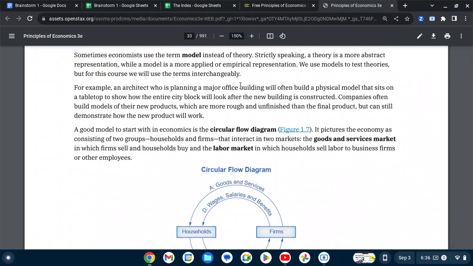For example, an architect who is planning a major office building will often build a physical model that sits on a tabletop to show how the entire city block will look after the new building is constructed. Companies often build models of their new products, which are more rough and unfinished than the final product, but can still demonstrate how the new product will work.